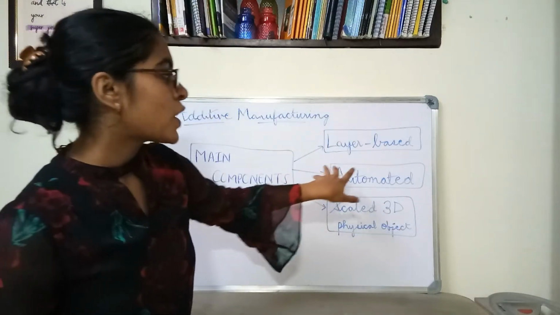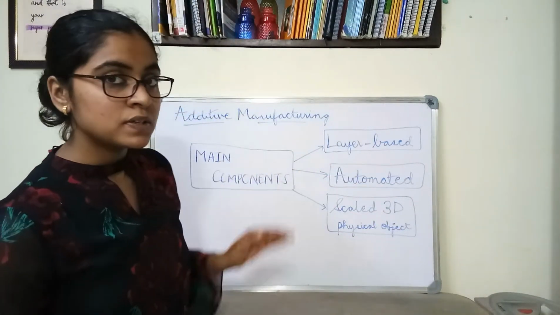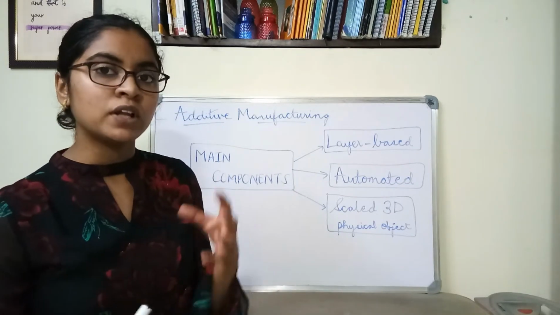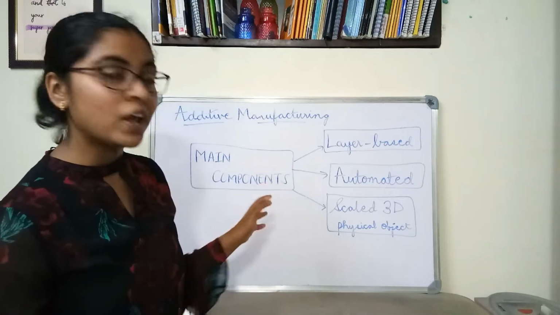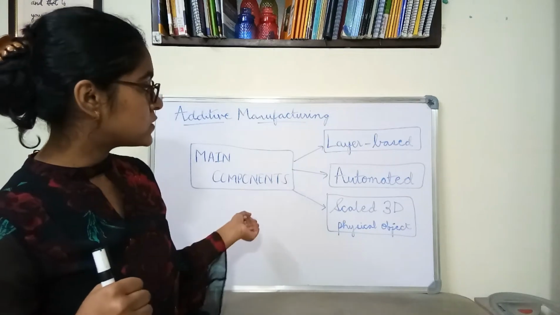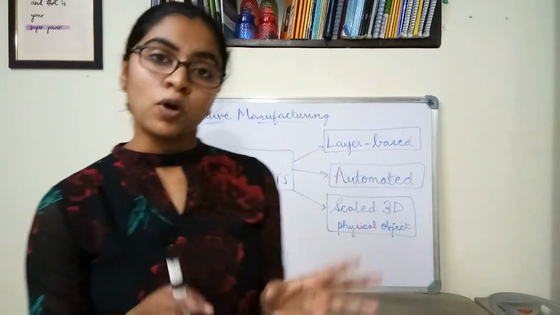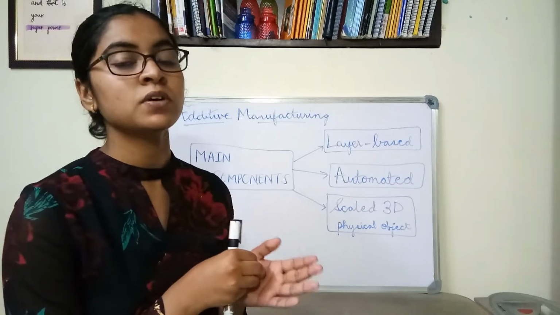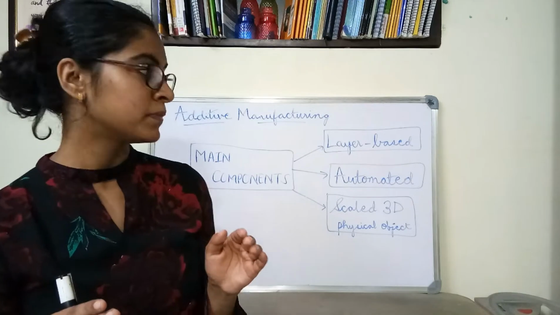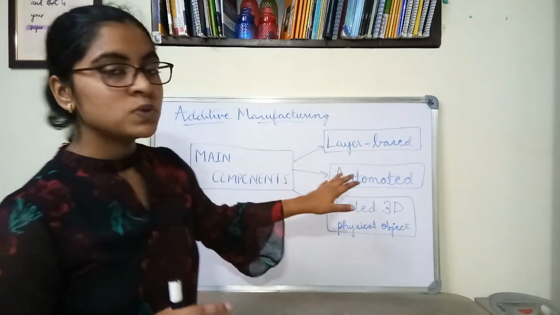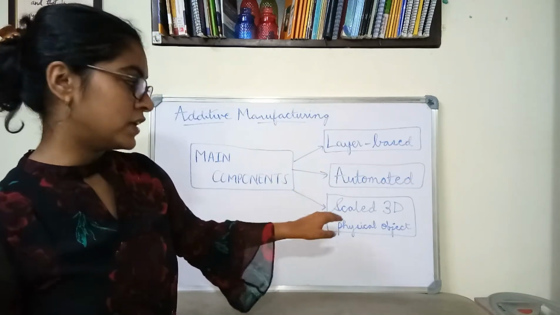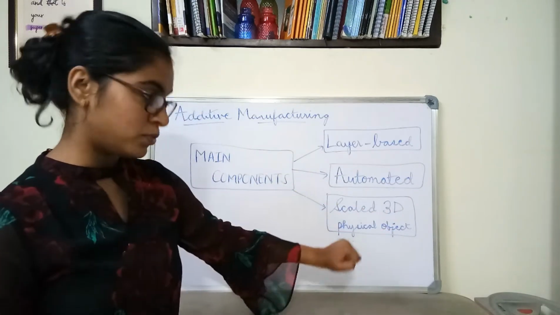Second component, which is automated. Additive manufacturing is an automated process, so we're not going to be using any machinery or any physical strength in order to create the object, like how we do in subtractive and formative manufacturing. Instead, all the details regarding the final object are fed into the computer system using the 3D CAD software. This includes all the dimensions, coordinates, etc. Hence, we're not going to be using any tools like already stated, and the final object which we're going to be receiving is a scaled three-dimensional physical object.